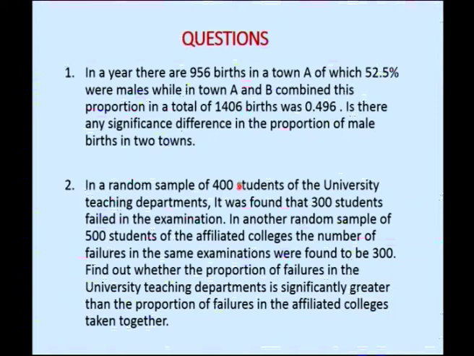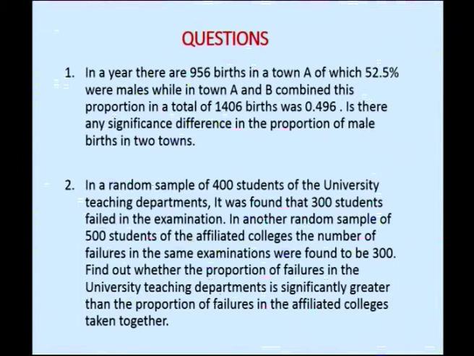Next question is, in a random sample of 400 students of the university teaching departments, it was found that 300 students failed in the examination. Now, this is a particular problem where the sample size is given and the number of successes is given, that is capital X1 and N1 is given. You have to accordingly find out the calculated value and draw the inference using one of the problems worked out in this session. In another random sample of 500 students of the affiliated colleges, the number of failures in the same examination were found to be 300. Find out whether the proportion of failures in the university teaching departments is significantly greater than the proportion of failures in the affiliated colleges taken together.